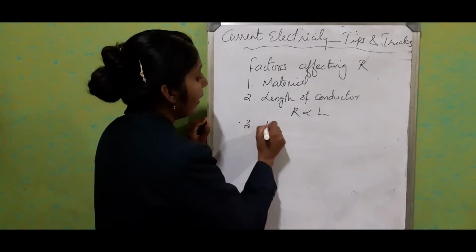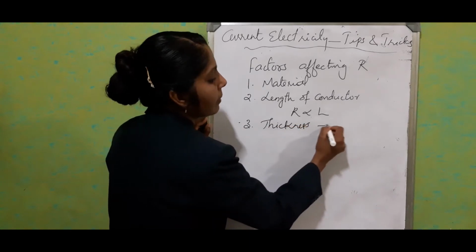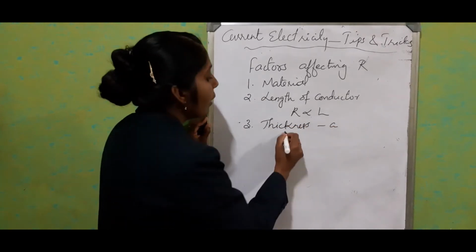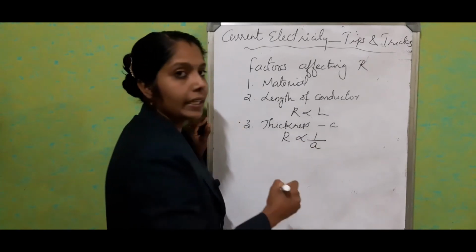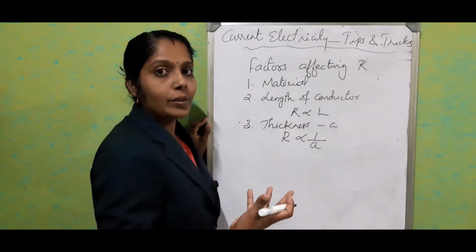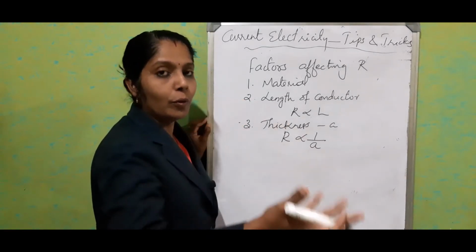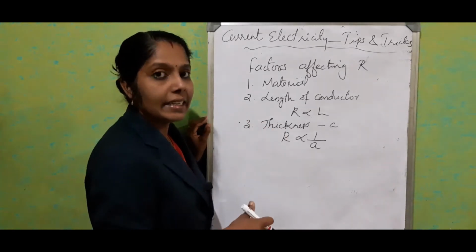And the third point, thickness. The thickness of the conductor is represented by the letter A. So resistance is inversely proportional to the thickness. As the thickness increases, the electrons are getting more space to move without much collision, so the resistance is decreasing.